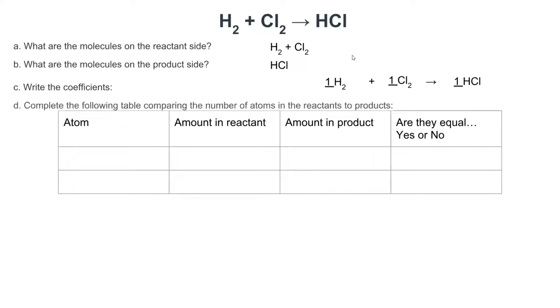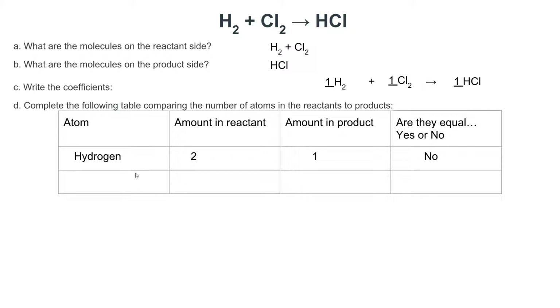Then the next step is to complete the chart. First step, we're going to talk about the atom hydrogen. Look at the left side of the arrow, and you're going to identify that there's 2 hydrogen, so we're going to write 2. And on the product, you're going to look at the right side of the arrow, identify it's 1. Are they equal? 2 is not the same thing as 1, so therefore, no.